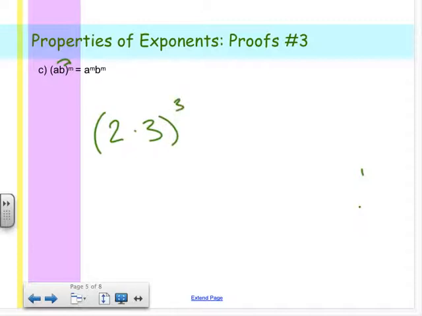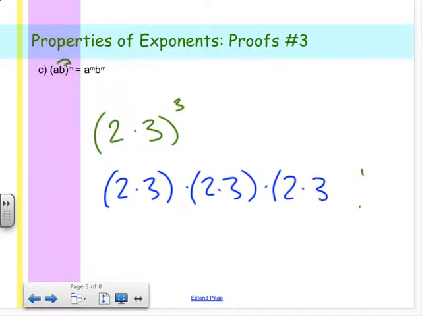All right, looking at this expression, what this is really saying, like in the last few examples we went through, is 2 times 3 times itself, 3 times. Now, to combine that very first rule that we looked at, if we're multiplying things of the same base, we add those exponents. All of these expressions have an exponent of 1. So I can combine all the 2's and add those exponents, which would give me 2 to the third. And I can do 3 times 3 times 3, which would give me 3 to the third.